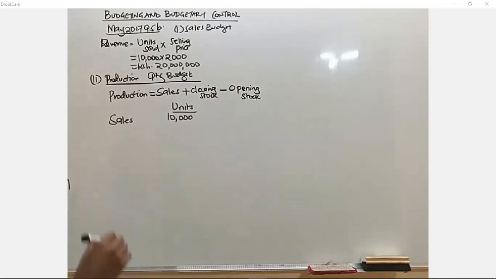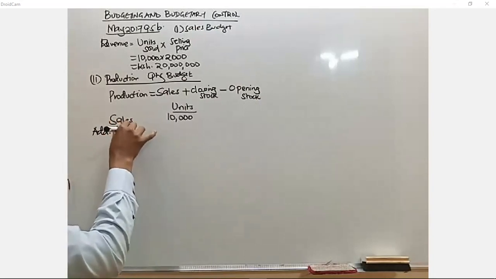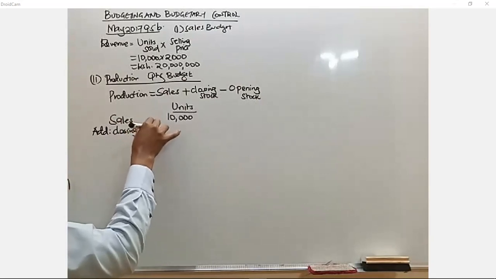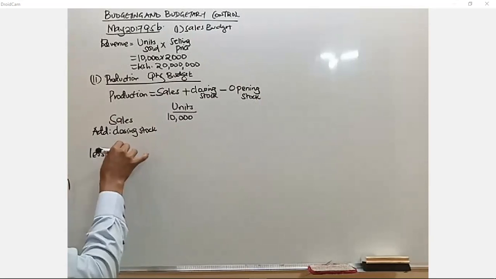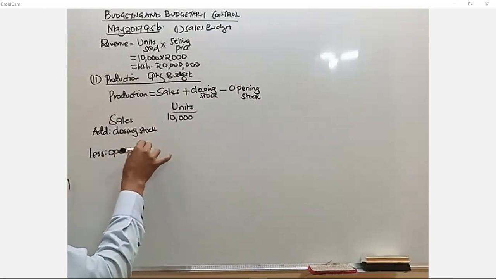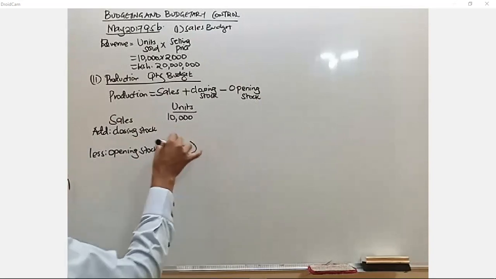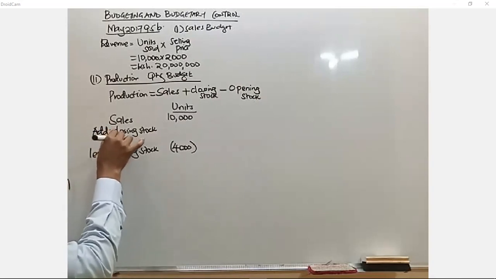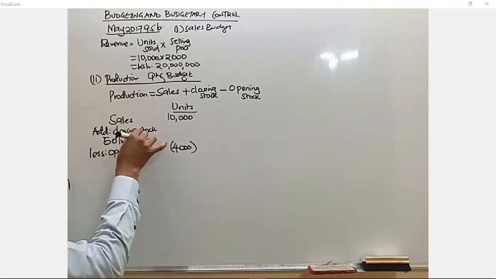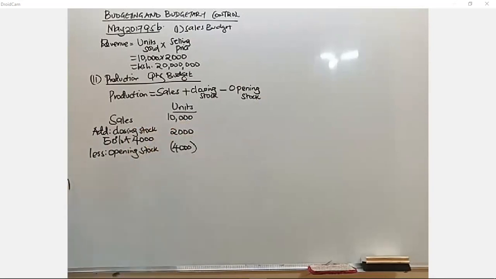So in this case, we say add closing stock. I had the closing stock. Then we are going to less opening stock. So already I know the opening stock of the finished goods is given as 4,000, right? And then the closing stock we have been told will be 50% of the opening stock of 4,000. This translates to 2,000.